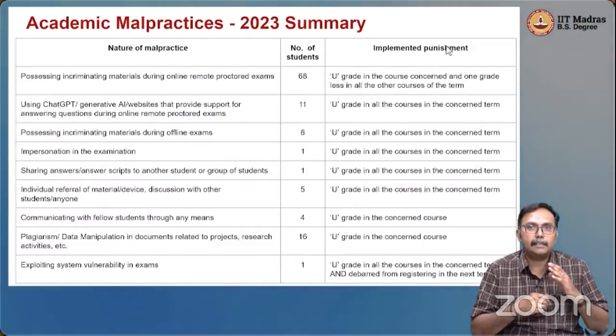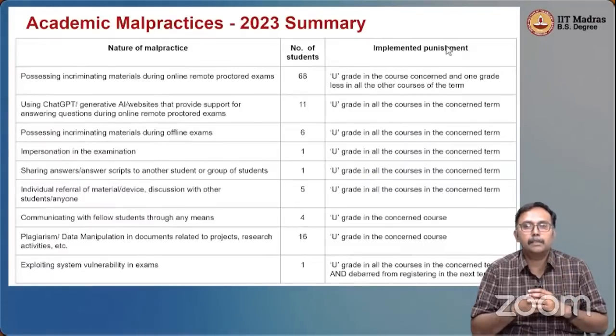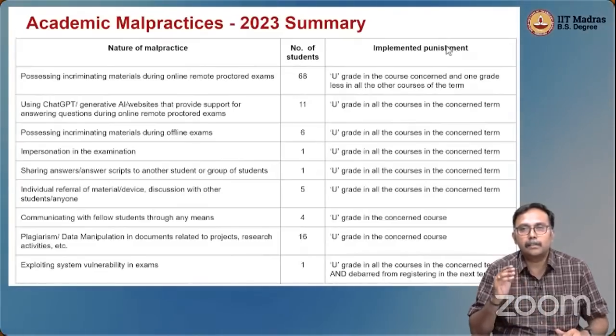So please understand, these punishments have already been meted out and students have been penalized. When they were possessing incriminating materials during online remote proctored exams, 68 of them were given a U grade in the concerned course, and 1 grade was reduced in all other courses.